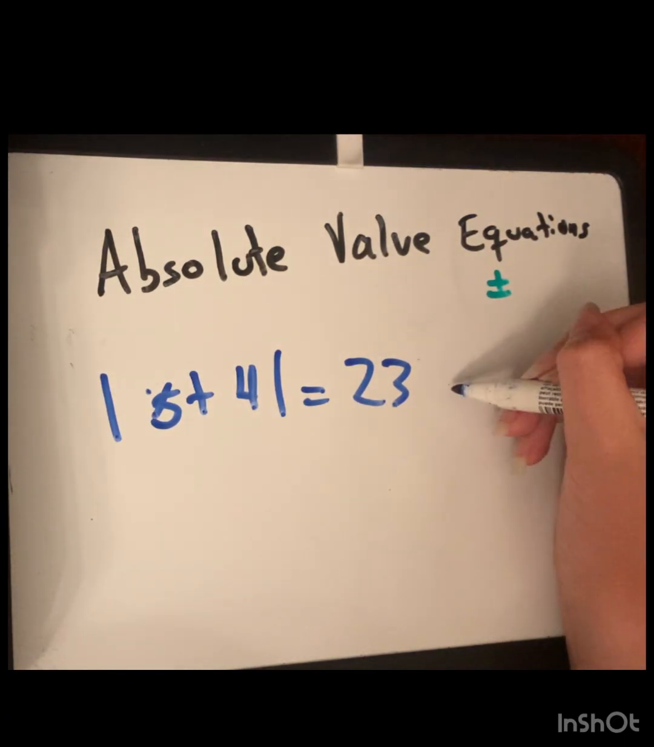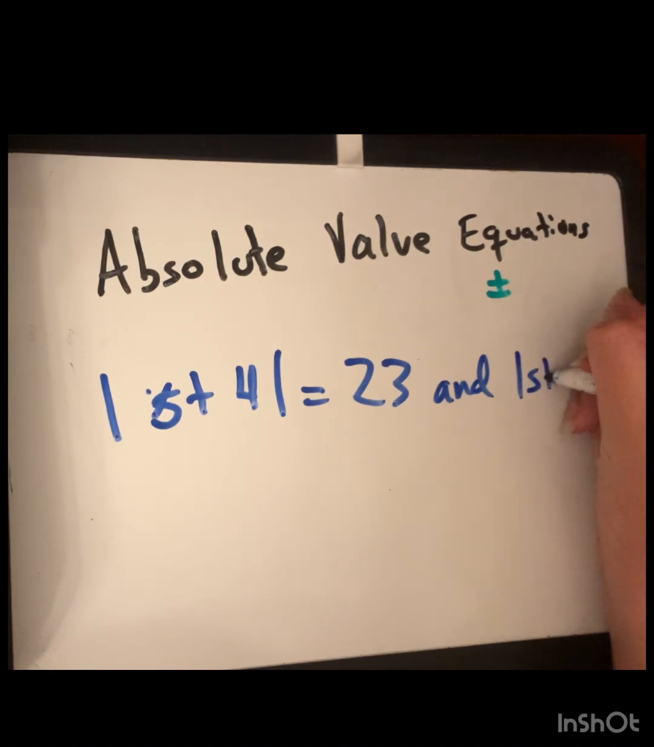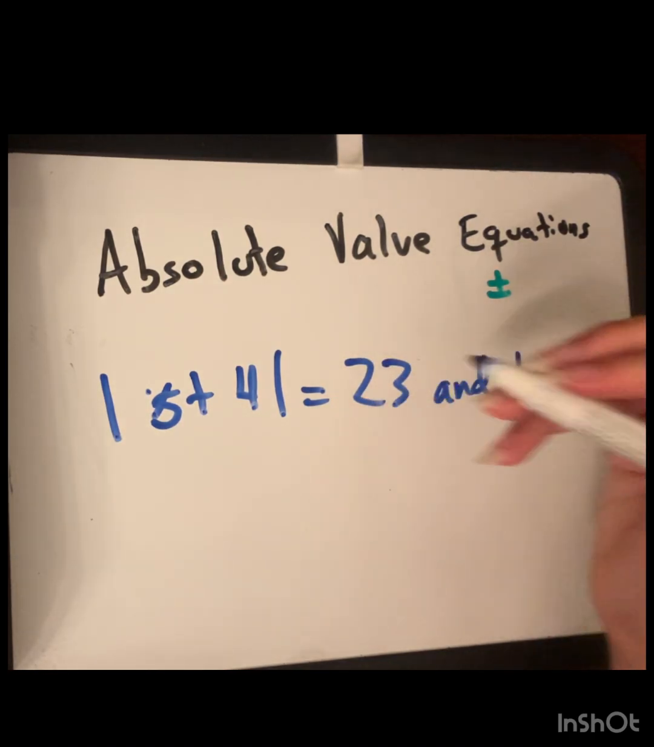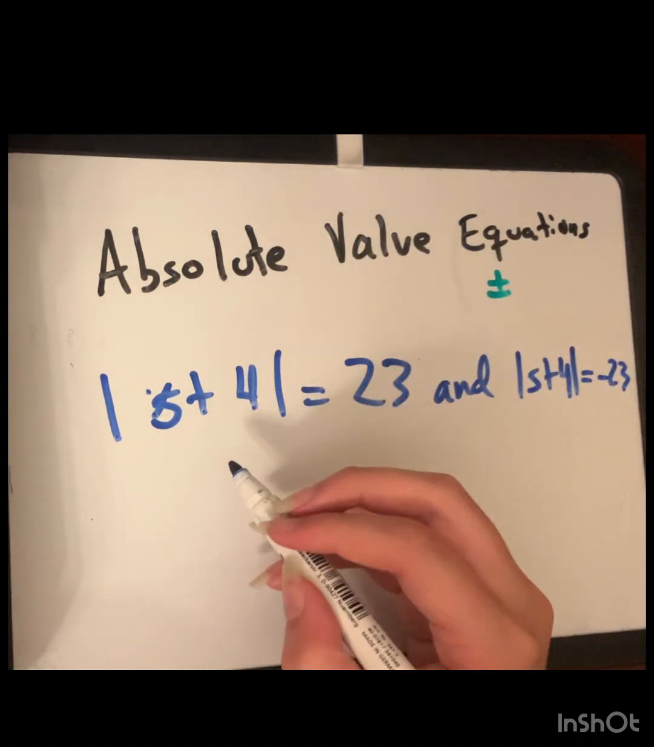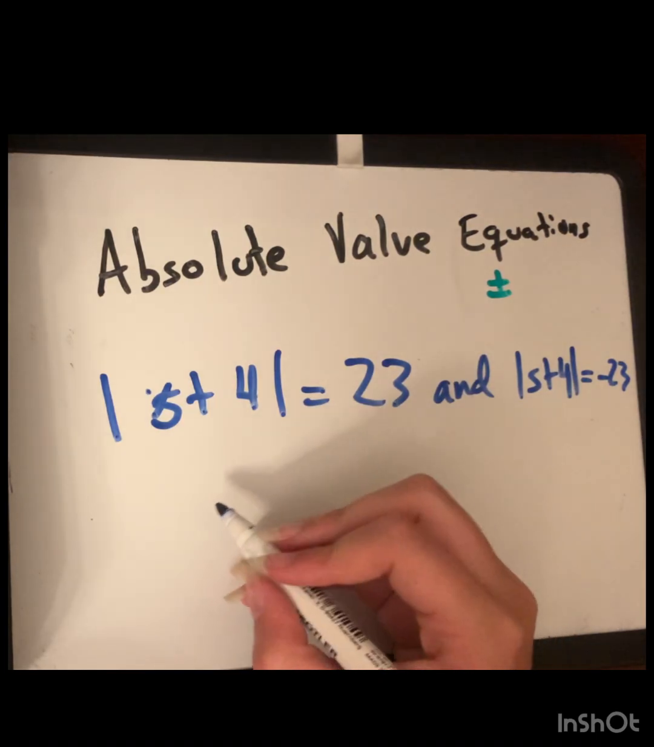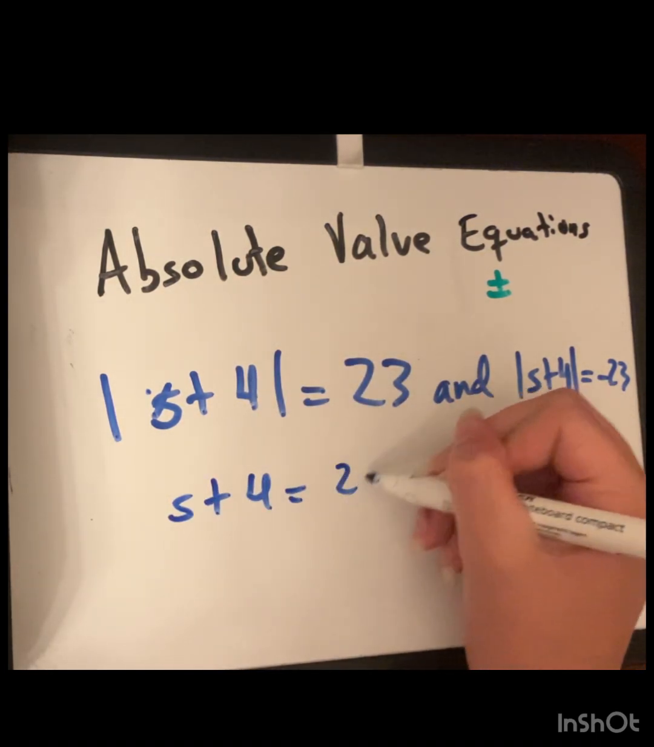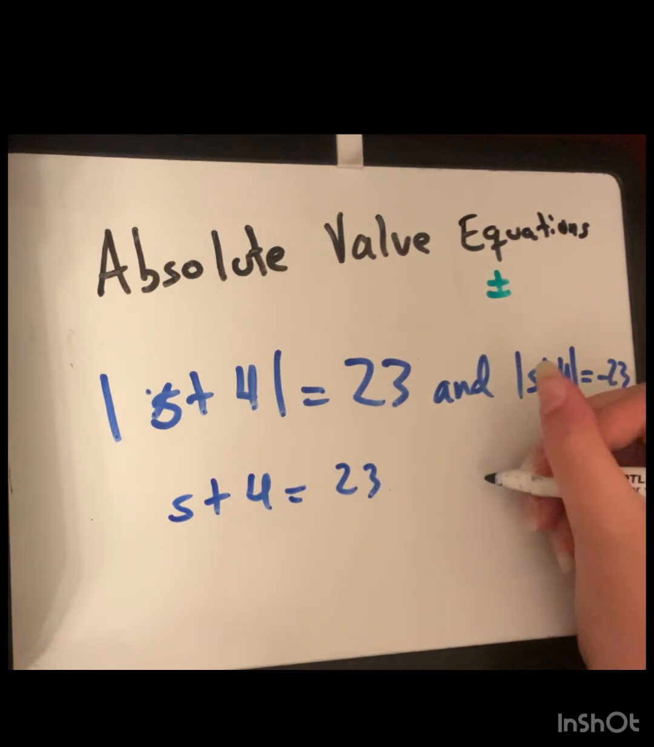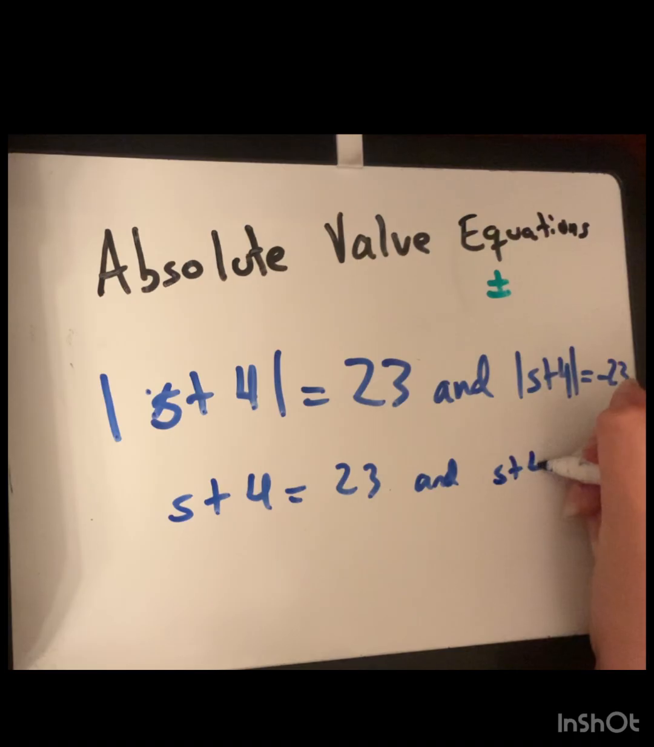So now you make a negative equation. And then since the absolute value is still by itself and there's nothing outside it or dividing it, we're just going to add a negative to the 23. And now what do you do? Well, simple. Now what you're going to do is take away the absolute value bars of both equations and solve.